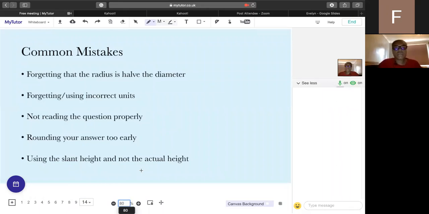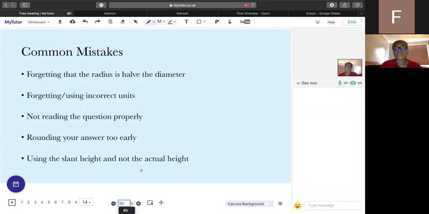So always remember, your radius is half of your diameter. A lot of students forget this and they use the diameter instead of the radius, or the radius instead of the diameter when working out the circumference or even the area. Always remember which one you need to use. A lot of students forget to use the right units. Be careful with the question. Make sure you read the question properly as well, because it will tell you how to leave your answer, and it would just be a silly mistake not to leave your answer correctly after you've done so much working out. You've gotten the correct answer, but you've written it down in a way that they didn't want.